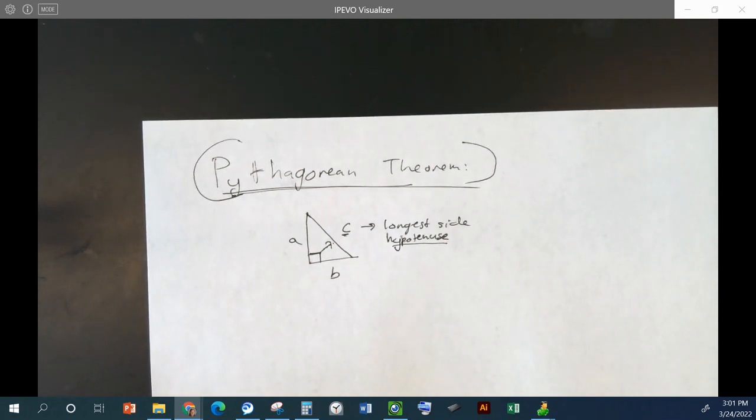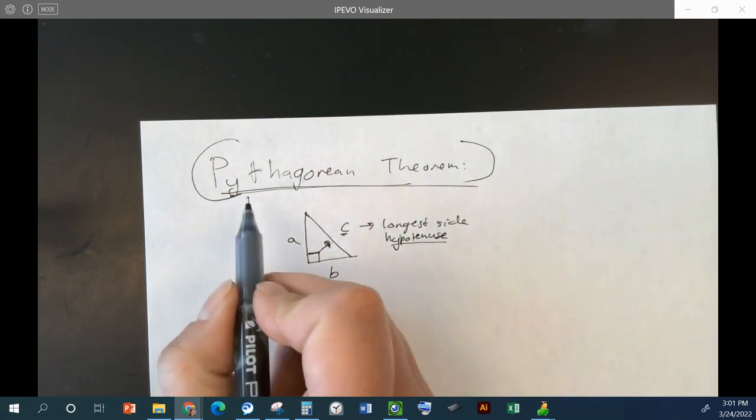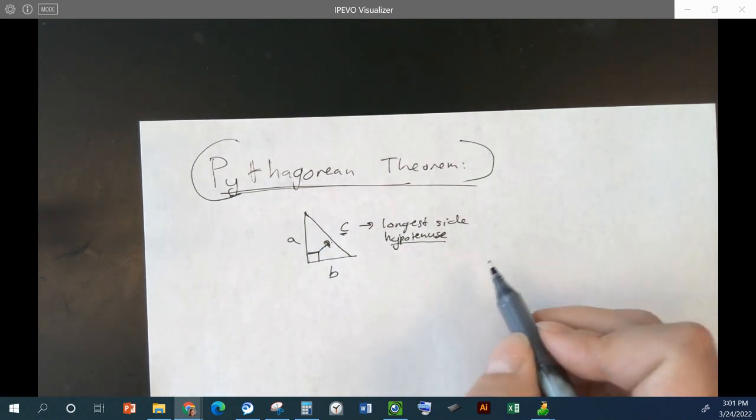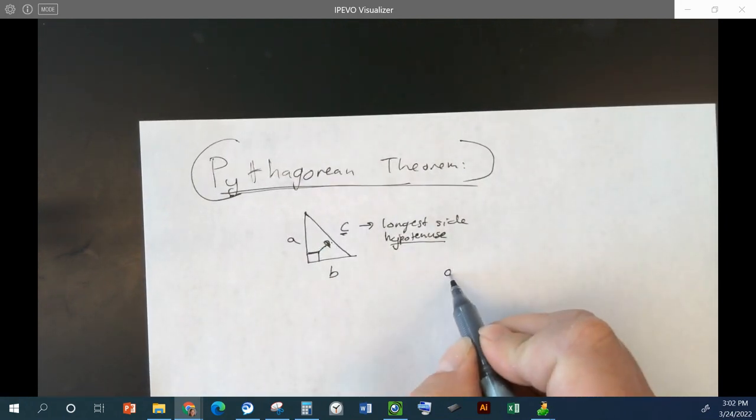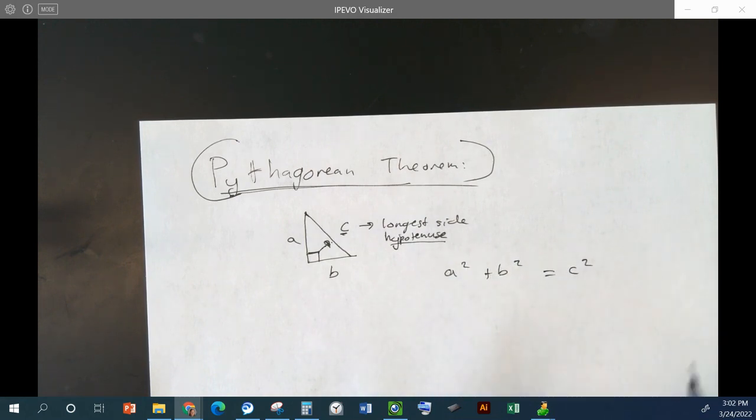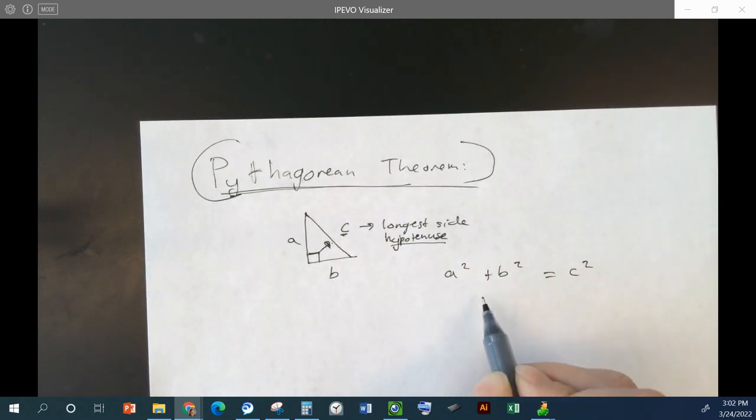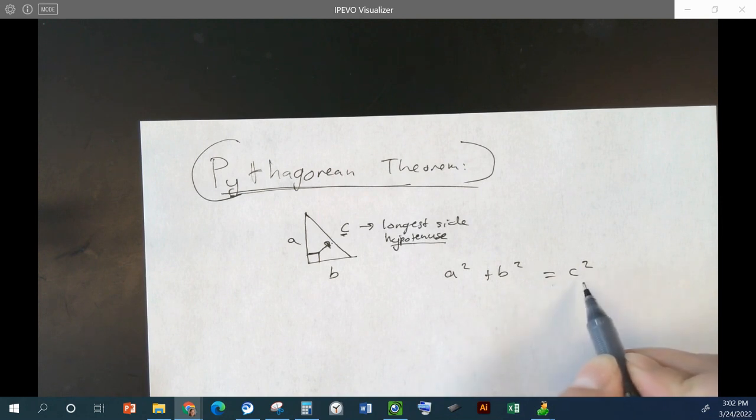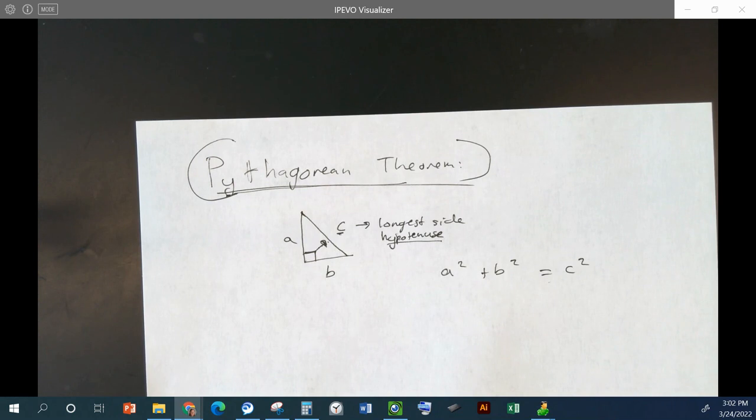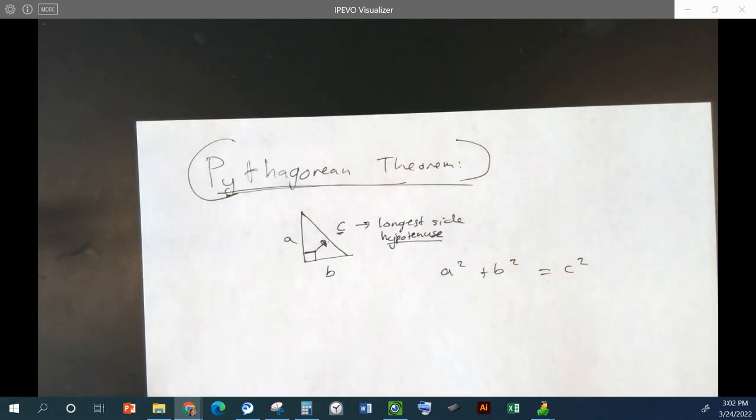Can you guys see back up there okay? Okay, great. All right, so when we have a 90-degree angle, we have something that's true. This is always true if we have a 90-degree angle: a squared plus b squared equals c squared. So this is our two short sides, each of them squared, added together, gives us our long side squared, or our hypotenuse squared. This is always true if we have a 90-degree angle in our triangle. And that is called the Pythagorean theorem.